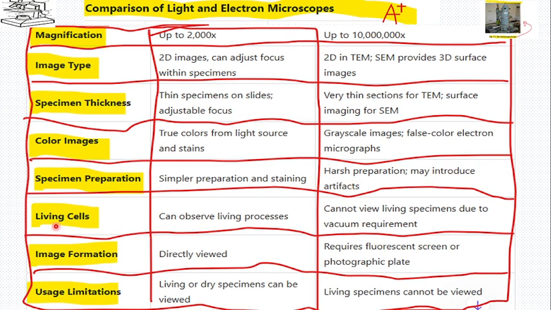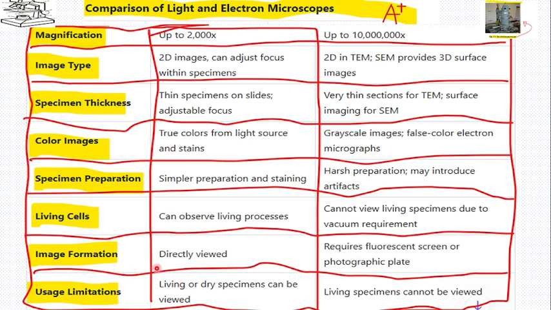So there is another thing called living cells. I told you, right? With light microscopy, you can observe living cells or living processes, but with this one you can't observe living specimens due to vacuum requirements. Remember, to prepare the specimen, you should put them in a vacuum. In a vacuum, there is no oxygen, no anything, means organisms are going to die.